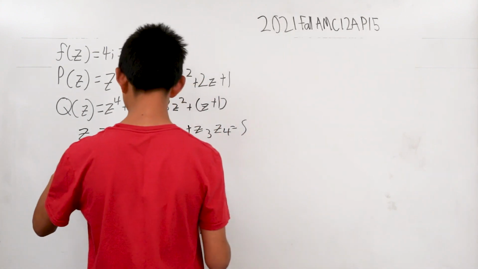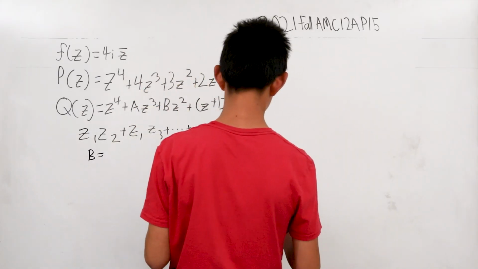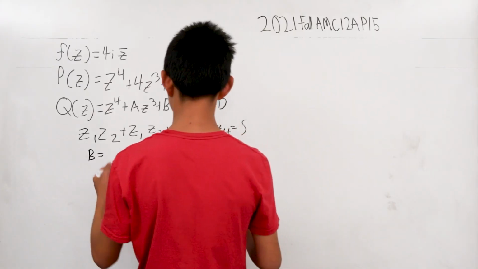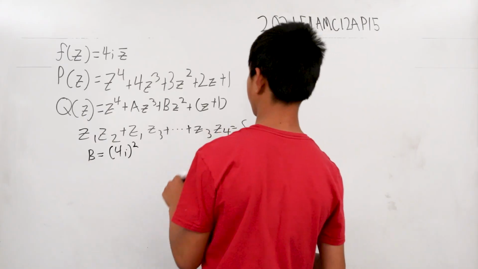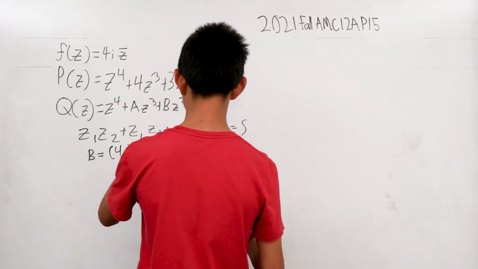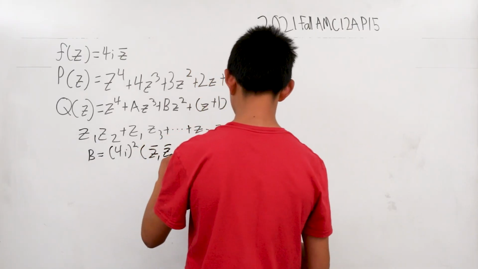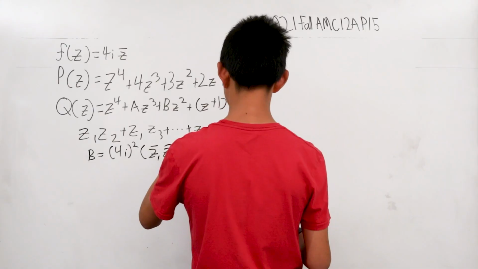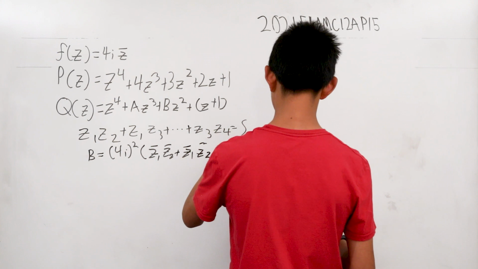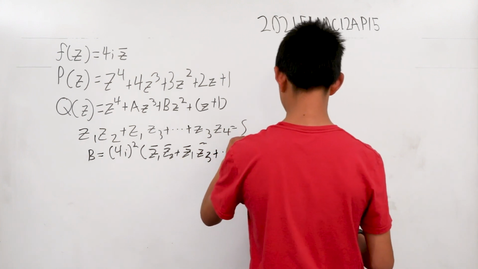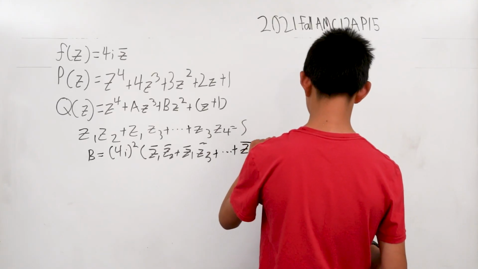So b, in this case, is, well, this is the conjugate of z here. So this is just equal to 4i squared, since you're squaring the z portion here. And then you multiply it by the conjugate of z1 times the conjugate of z2. And then this becomes really confusing really quick. And then our final term is going to be the conjugate of z3 times the conjugate of z4.